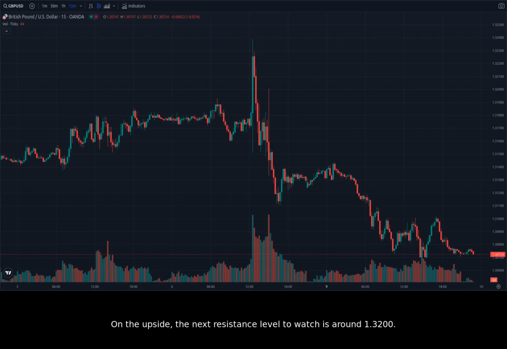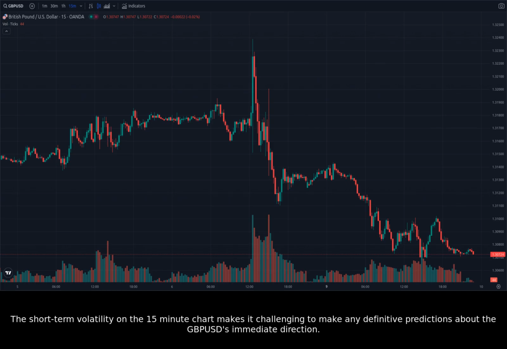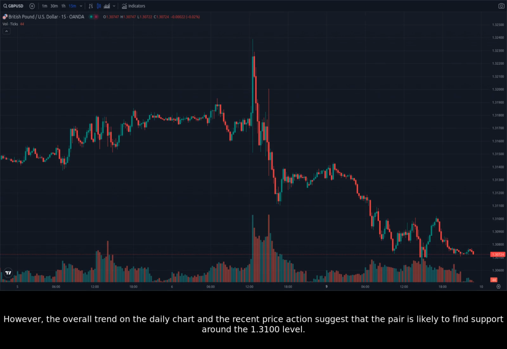On the upside, the next resistance level to watch is around 1.3200. This level coincides with a previous high and a psychological level, making it a significant resistance point. The short-term volatility on the 15-minute chart makes it challenging to make any definitive predictions about the GBPUSD's immediate direction. However, the overall trend on the daily chart and the recent price action suggest that the pair is likely to find support around the 1.3100 level.